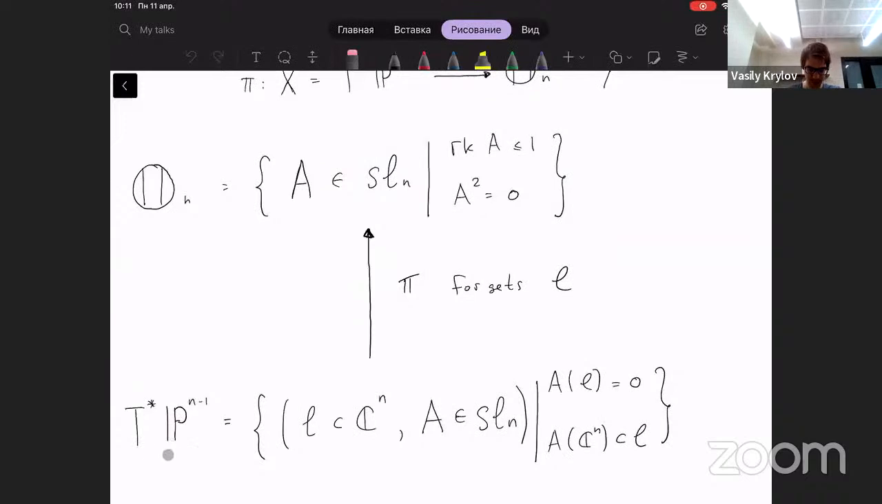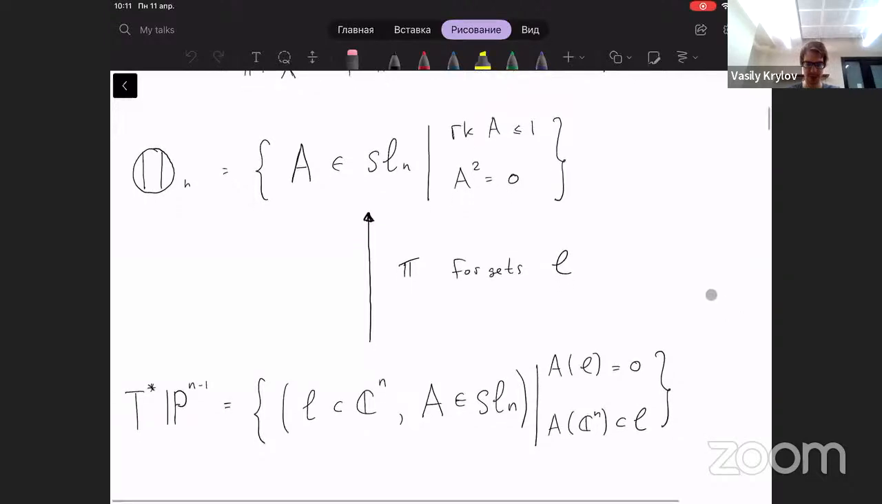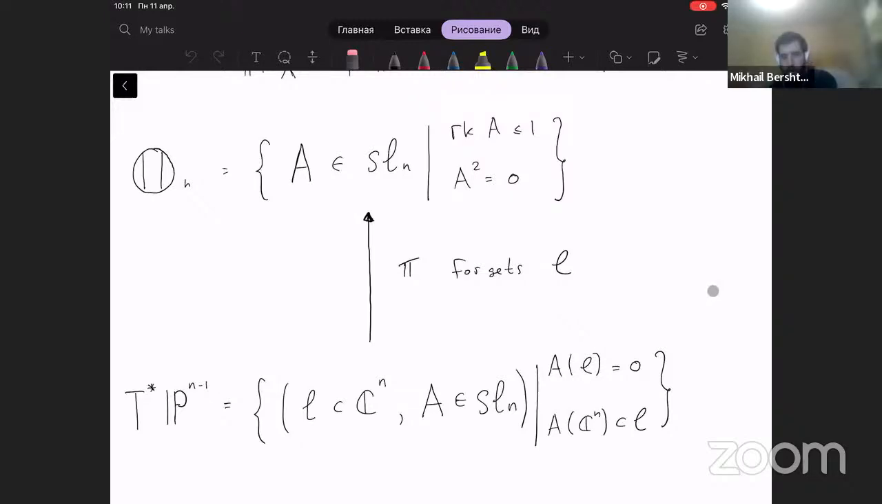In the same fashion as previously, T star P^(n-1) will be pairs of a line L inside C^n and a matrix inside SLN which maps L to 0 and maps the whole space inside this L. So this is example number 2. Some people know it as a resolution of the closure of the minimal nilpotent orbit inside SLN. Any questions? O_n is a closure of the minimal... Exactly, O_n is a closure of the orbit. Yes, coadjoint orbit, minimal non-zero.